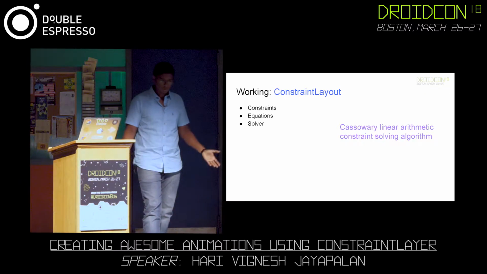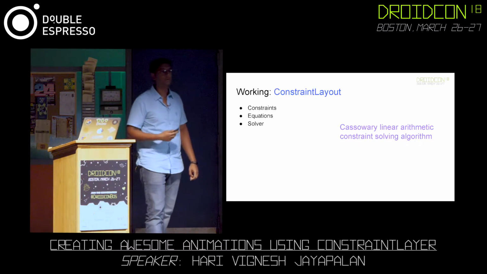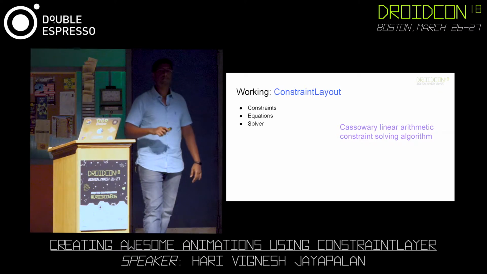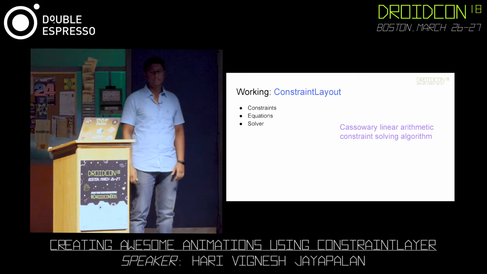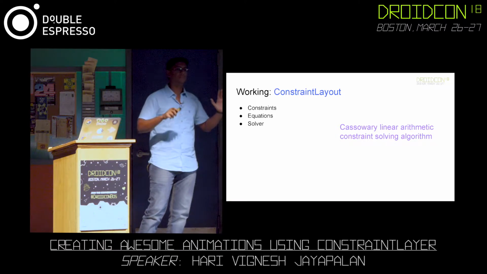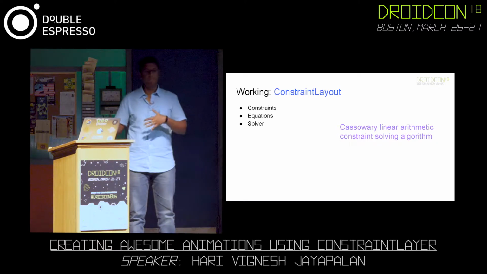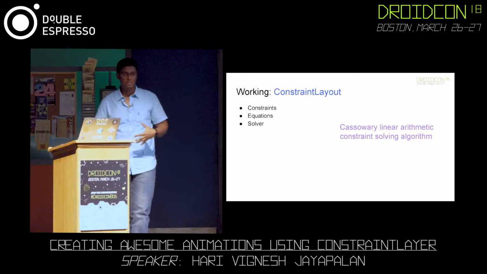And that solver is nothing but an algorithm called the Cassowary linear arithmetic constraint solving algorithm. It solves systems of linear equations and inequalities in an effective way. I took this slide just to help you understand the animation concepts that we are going to see next, so that you will understand how this algorithm actually works for the animation.